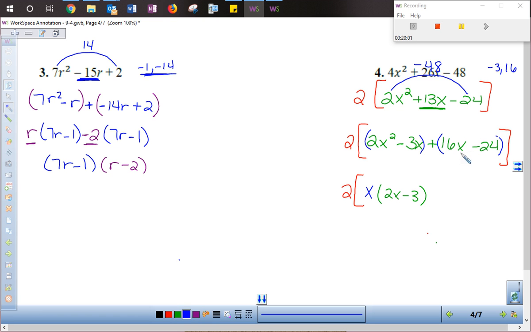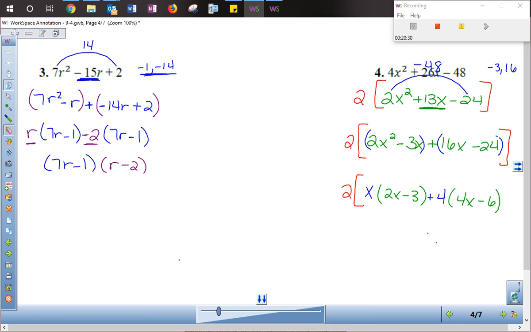In my second binomial, I have 16x minus 24. So I need to find the greatest common factor between 16 and 24. Right off the bat, my first guess would probably be 4. So if I factor out a 4, that's going to leave me with 16x divided by 4 is 4x, and negative 24 divided by 4 is negative 6. Well, if I look, guys, my binomials are not the same. That means I did something wrong. So let me try that again. Maybe I didn't take out the biggest factor that was possible.